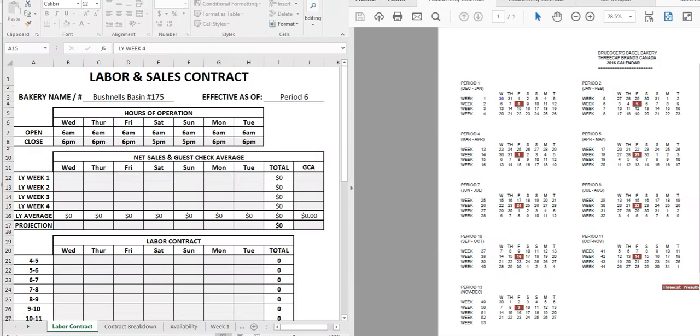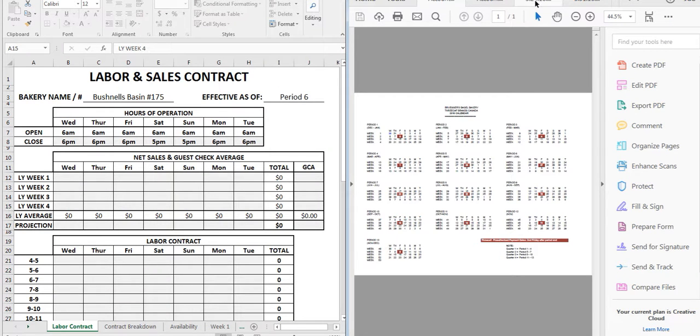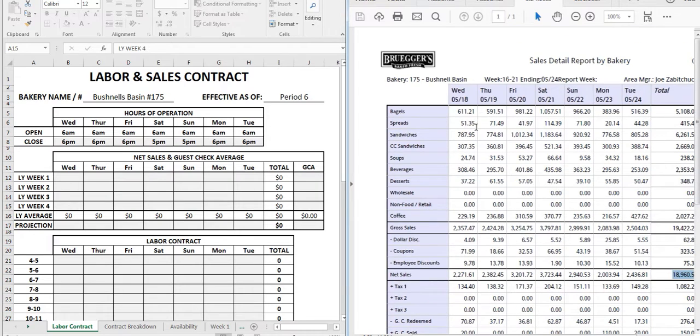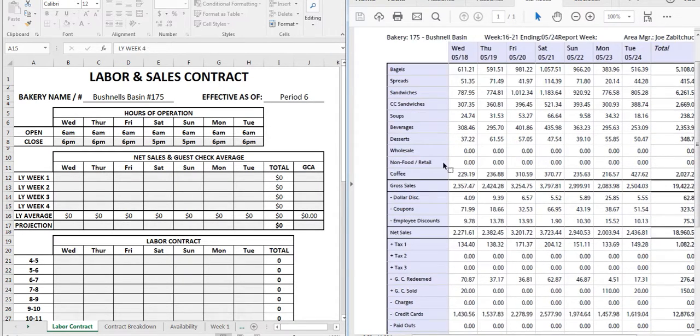So with that, you can see here, this is what you'll get. You'll get basically a sales detail report.